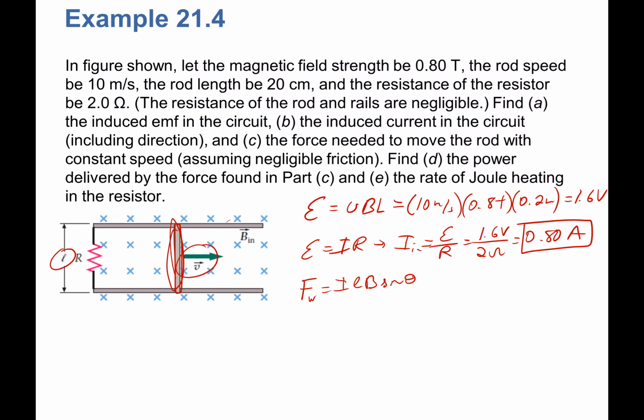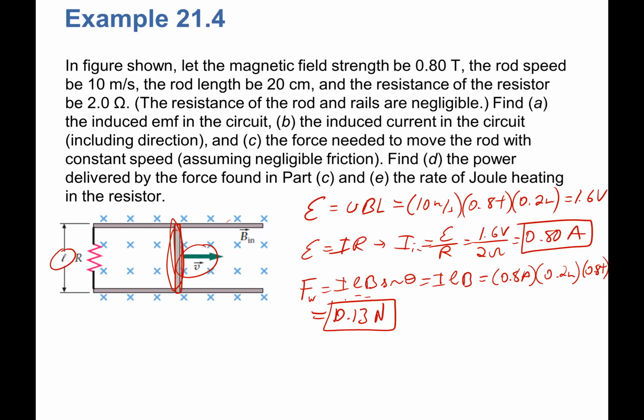All right, so then what we get from here is, since the L and B are perpendicular, it just becomes I times L times B. So this is then 0.8 amps times 0.2 meters, and then 0.8 Tesla. Then the force will be 0.13 newtons. Okay, so multiply those three things, and you get 0.13 newtons.